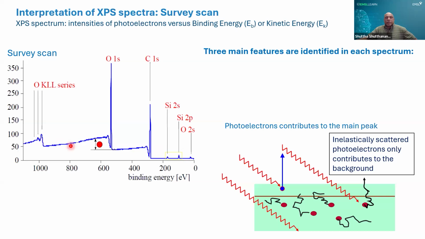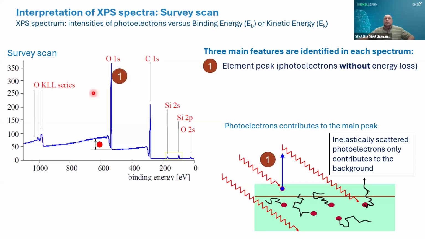So this is a typical XPS spectrum from a silicon dioxide sample. You can see there are several features here. One is sharp peaks, and then some continuous background, and some additional extra features. So I will explain one by one.